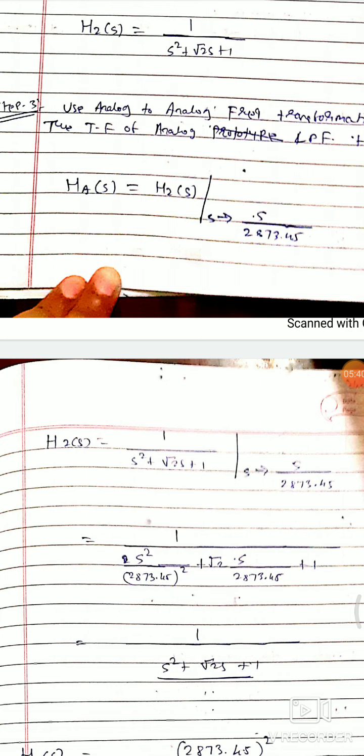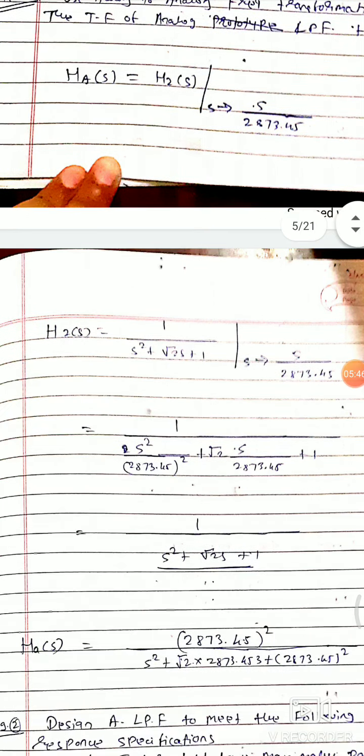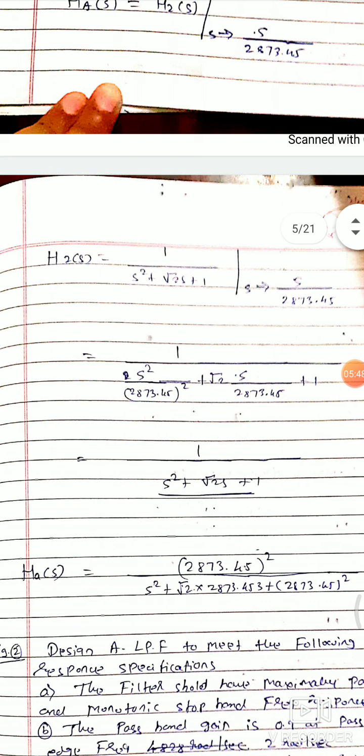How much did I get the omega C? 2873.4 pi. So S is replaced by S divided by 2873.4 pi. So wherever there is an S in this transfer function, you replace this S by S divided by 2873.4 pi. So you write it in that way, 1 divided by S square divided by, S is replaced by S divided by 2873.4 pi.